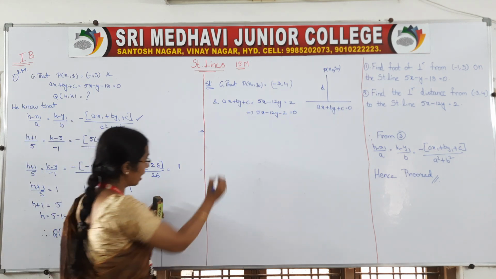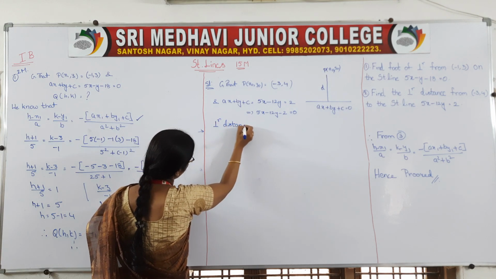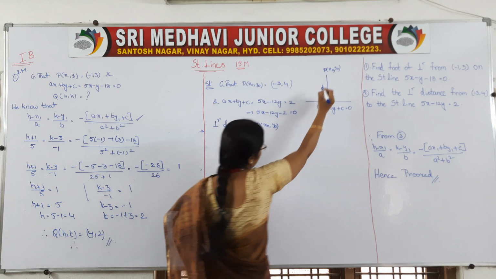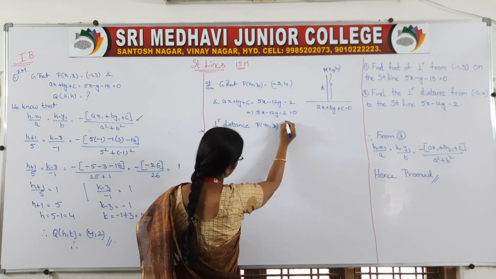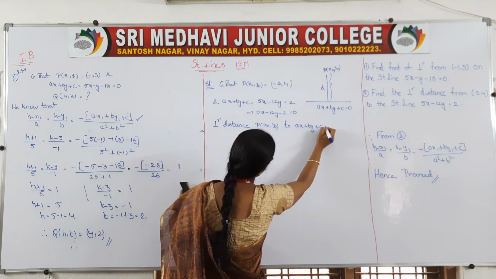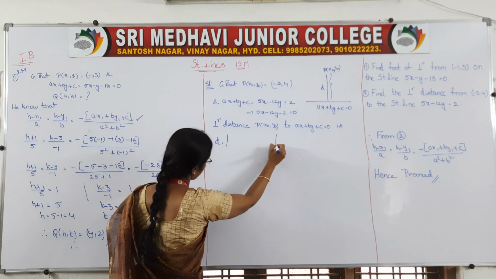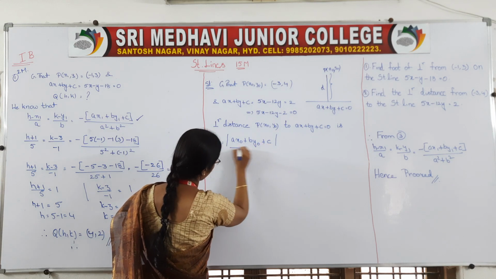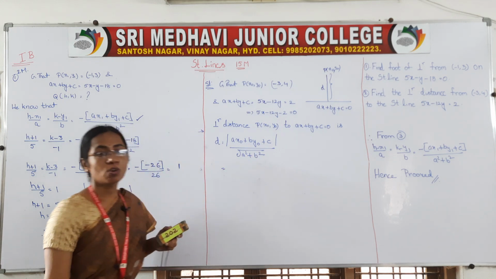So, there is one formula. What is that? Perpendicular distance from this point P x naught y naught, this distance I am talking about, to the line ax plus by plus c is equal to 0. There is a formula: d is equal to modulus of ax naught plus by naught plus c by root of a square plus b square. So, you know all the values.